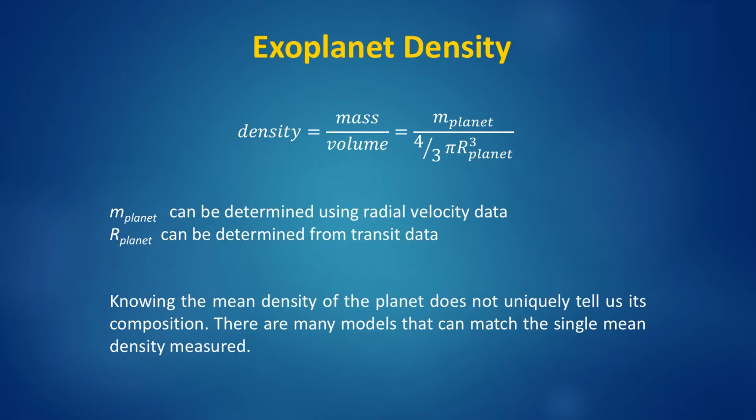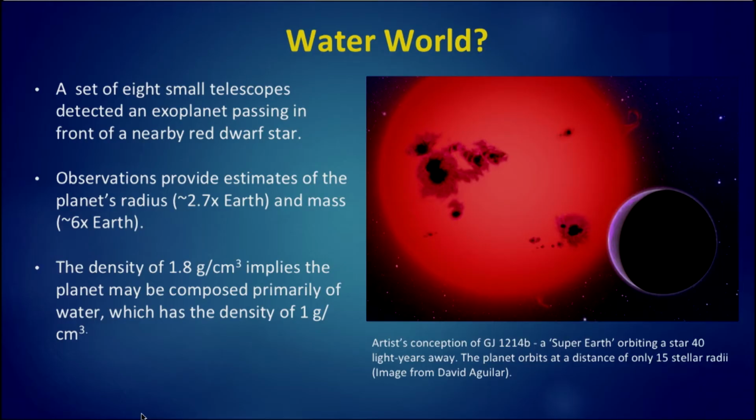And this is the most valuable information we can get because it tells us more about what's going on in these systems. However, knowing a mean density, one number, does not uniquely tell us the composition because there are many models that can match a single mean density. There was a lot of excitement in the exoplanet community a few years ago when a small planet was found where the density was measured and the implication was that it could be a water world.